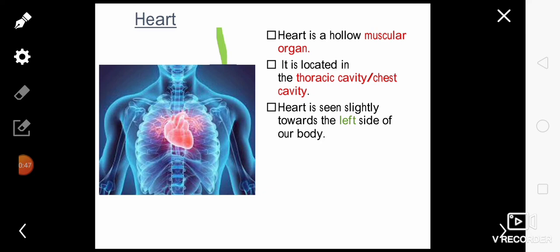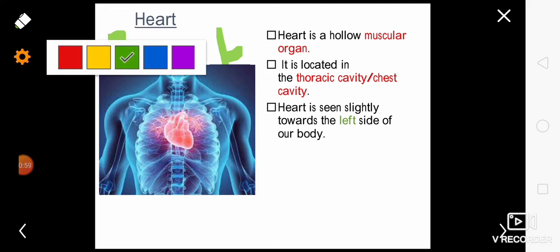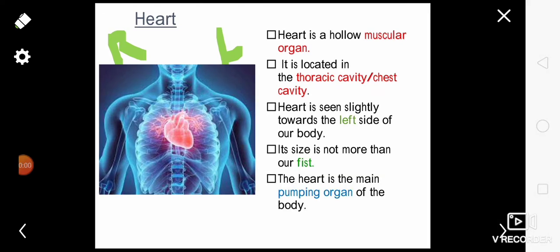This is the left side of that person, and this is the right side. So the heart is situated slightly towards the left side. So these are the points related to the heart. The heart is a hollow muscular organ located in the thoracic cavity or chest cavity, seen slightly towards the left side of the body. Its size is not more than our fist, and the heart is the main pumping organ of our body.